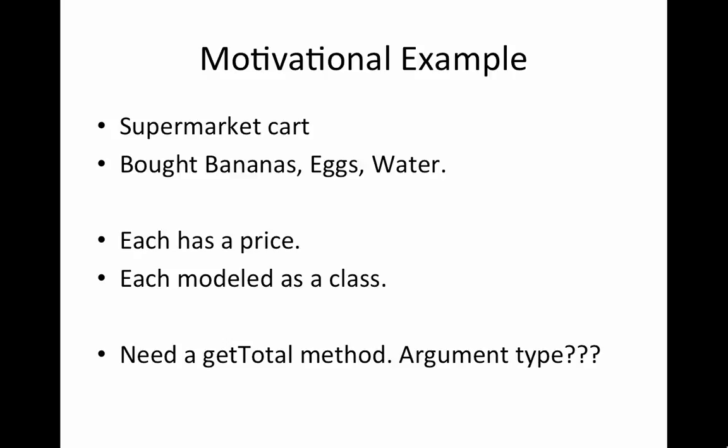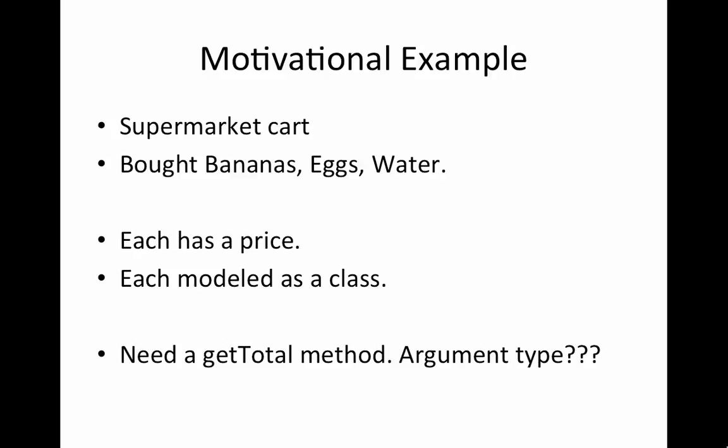We want to have three classes: the bananas, eggs, and water class. Each of these classes will represent a supermarket cart item, so each of them has a price. However, all of them are quite different items. With the price, we calculate the price for bananas differently from a dozen of eggs or for a bottle of water. So each of these classes will have its own getPrice method, for example, that will tell us how much we should pay for a particular item.